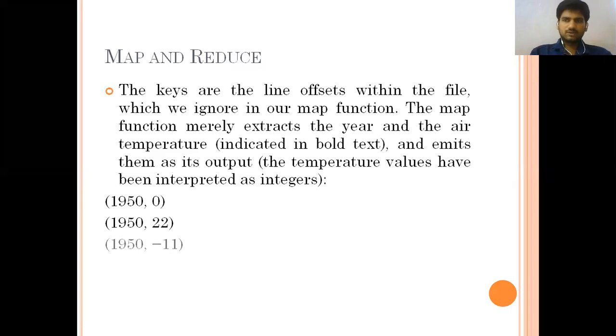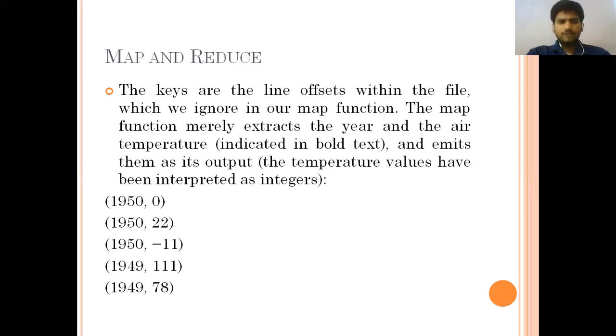So the second one is 22, the third one is -11, the fourth one is 111, and the fifth one is 1948. In these 5 lines we consider the year, and in that year we find out what the temperature is. So this is the mapper function doing the job.